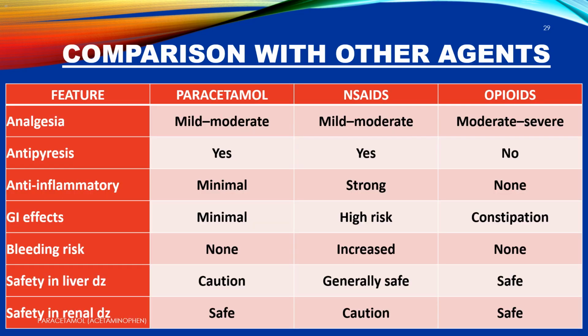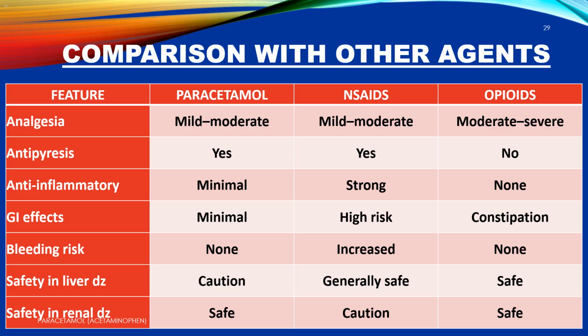Comparison of paracetamol with other agents. Analgesic effect. Paracetamol provides mild to moderate analgesia, suitable for managing mild to moderate pain. NSAIDs offer mild to moderate analgesia, effective for managing pain and inflammation. Opioids provide moderate to severe analgesia, often used for managing severe pain.